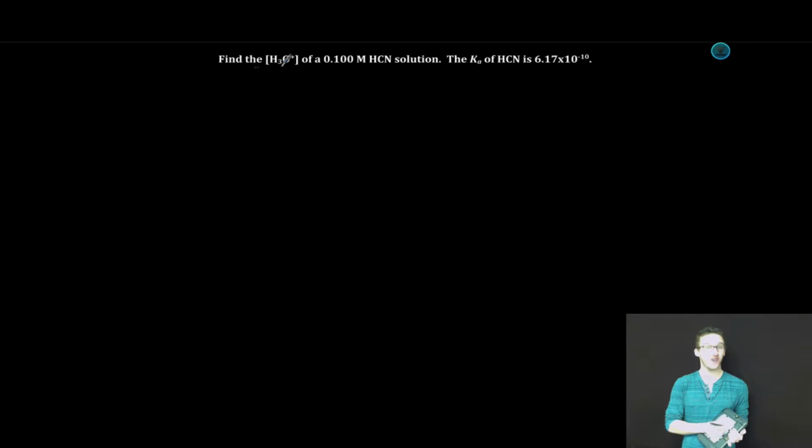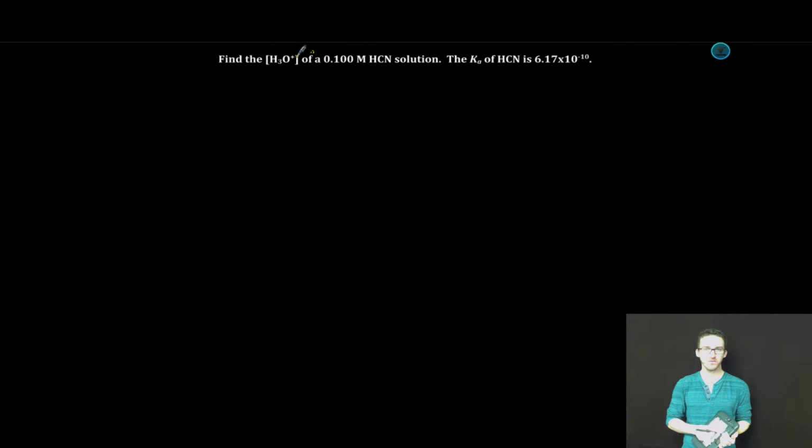Alright, so we're asked to find the hydronium ion concentration of a 0.100 molar hydrocyanic acid solution. We're told the Ka of HCN is 6.17 times 10 to the minus 10. Now, I know that the hydronium ion concentration is going to be far less than 0.100 molar because it is a weak acid. But how do I find out numerically what that value is?